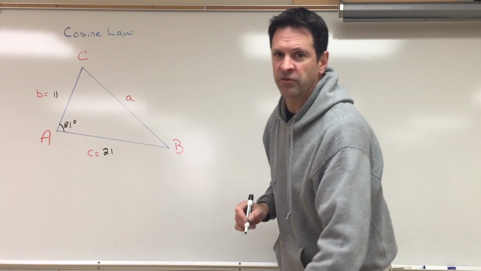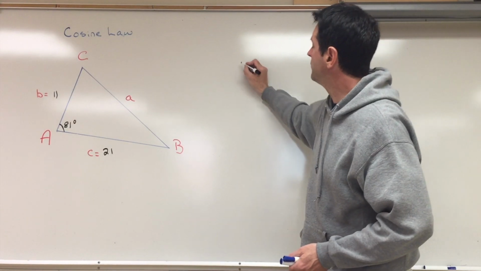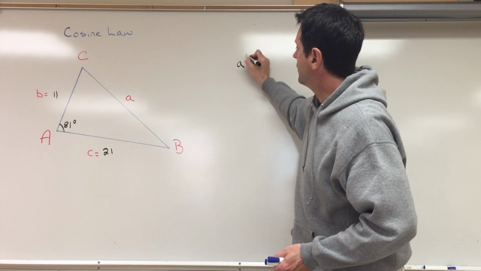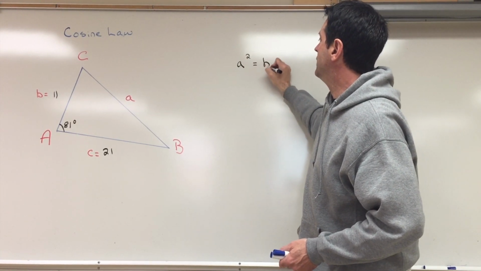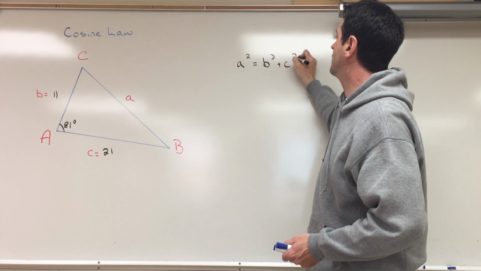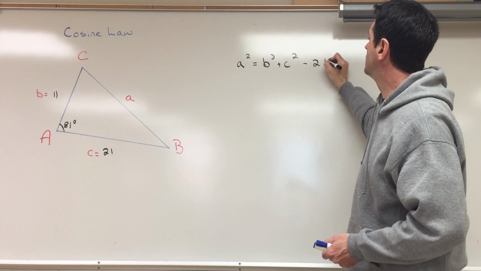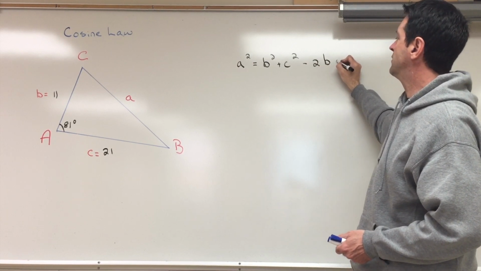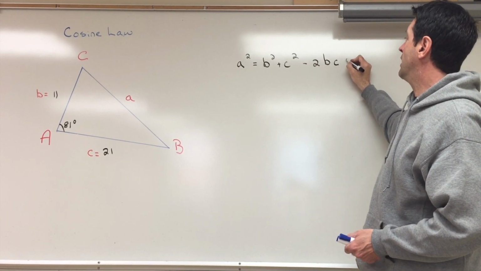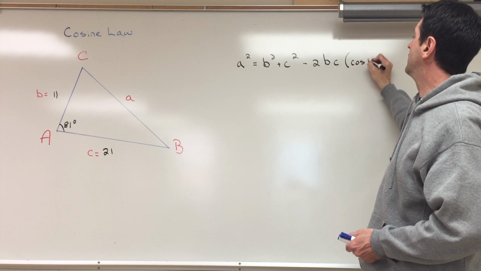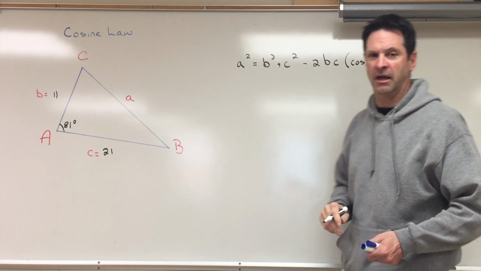Now the cosine law goes something like this. It starts like the Pythagorean theorem: a squared equals b squared plus c squared. But then we're going to add a little bit more to it: minus 2 times little b times little c times the cosine of angle big A.